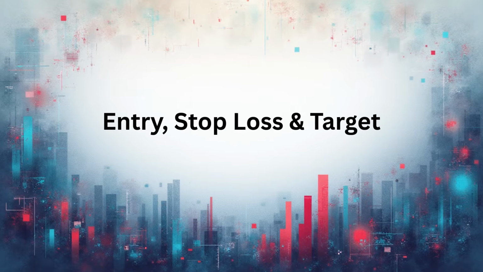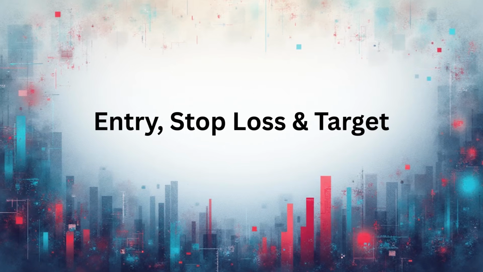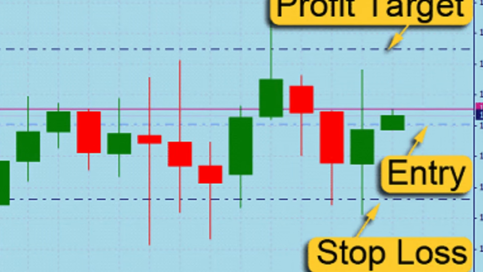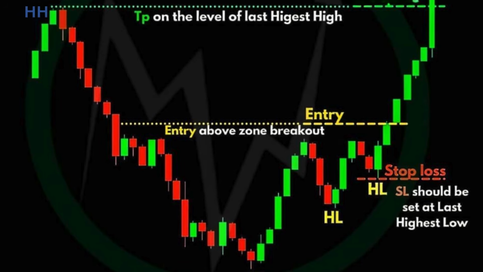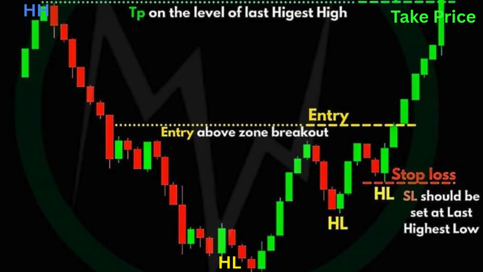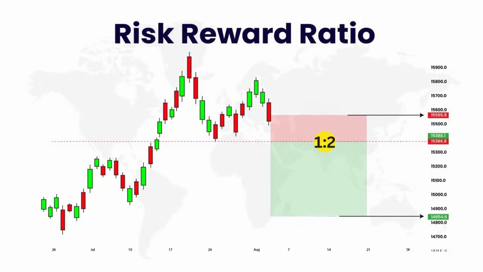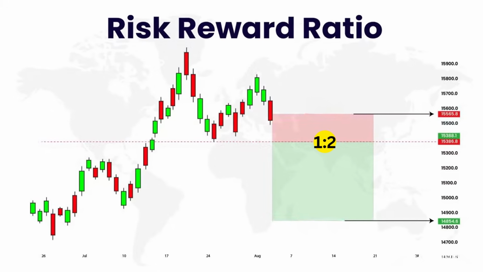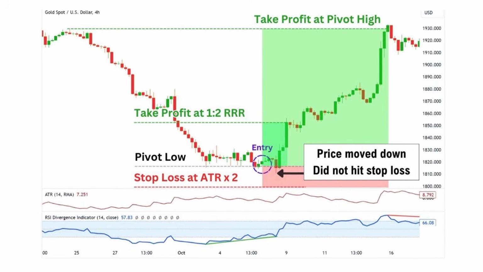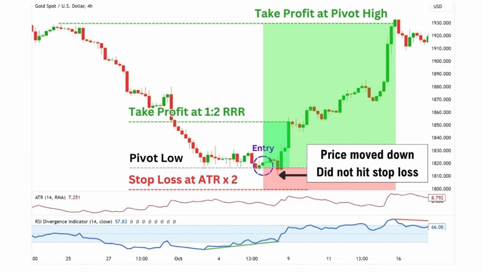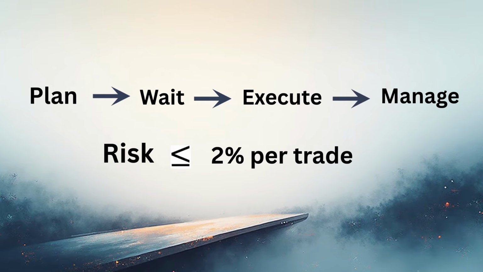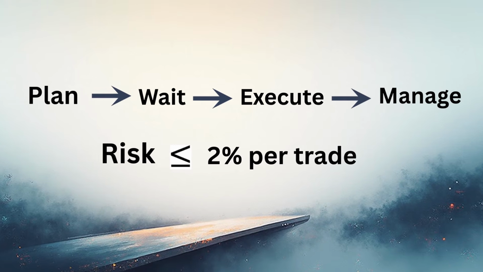Next, coming to entry, stop loss and target. Here's how to trade using price action. Identify the trade, mark the key zones, wait for a candle confirmation, enter the trade with proper risk management, set the stop loss below or above the pattern, and take profit at the next major zone. But remember, patterns only work when they appear at the right place, near support, resistance, or trendline zones.